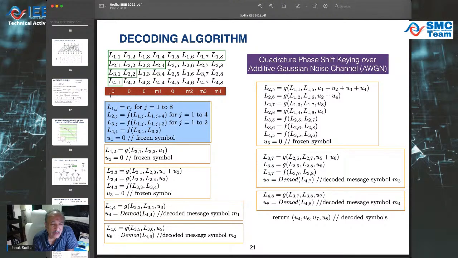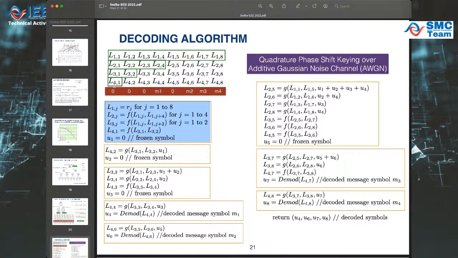Once you have found L41, you then use the G function, another function, to determine what is U2, which happens to be a frozen symbol in this case. But you use L31, you use L32, and you use your decoded U1 in order to decode this. So in other words, you come down the tree, and then finally you make a decision on that, but you know the answer, and then you use that correct decision in combination with these two to determine this bit. That is how it continues.